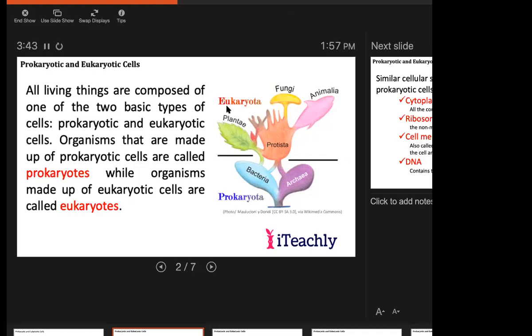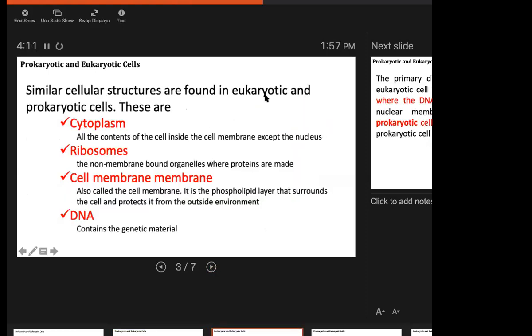Now, I haven't told you yet what makes something a prokaryote and what makes something a eukaryote, and I will in a moment. But before I do, I want to show you the things they have in common. There are four main traits that I want you to remember all cells have. No matter what cell you're talking about, they have these four things. So, all cells have cytoplasm.